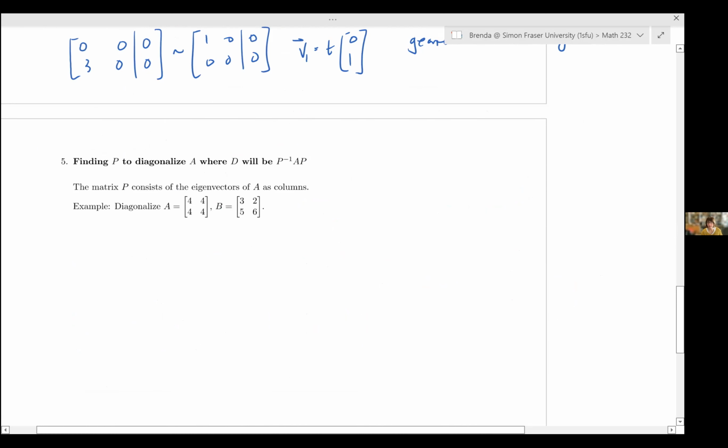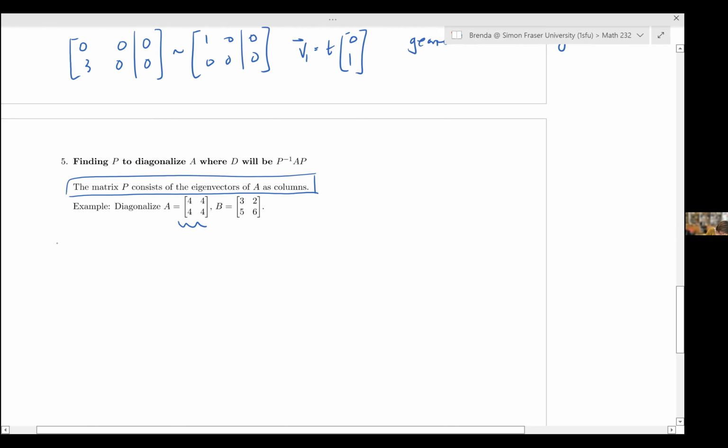How do we find this mystery P so that we can diagonalize these things? It's this statement right here. That's all we're going to be doing. Now, this is it really for this lecture. What is a diagonalization, and how do you figure out what the appropriate matrices are? And this is the key statement right here. That matrix P, which diagonalizes A, consists of the eigenvectors of A as columns.